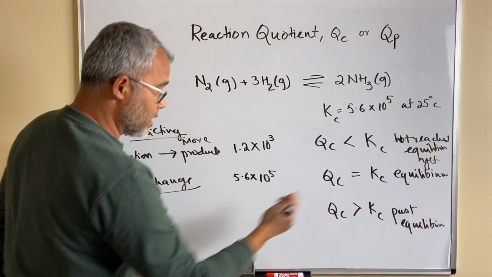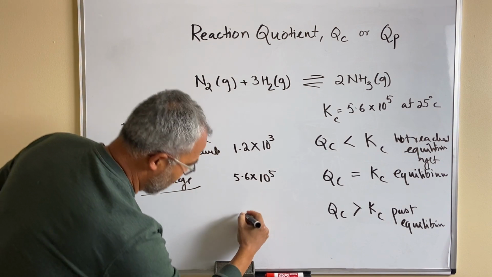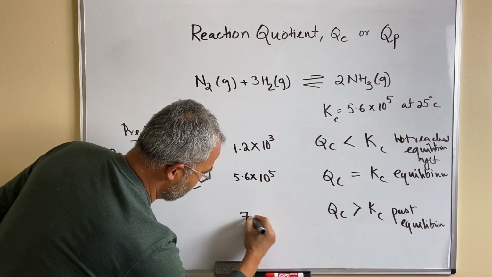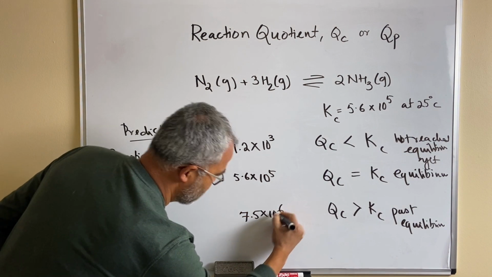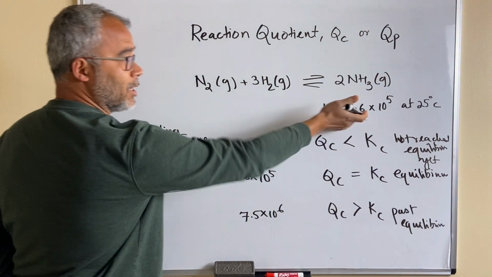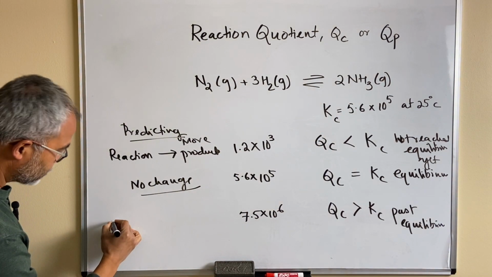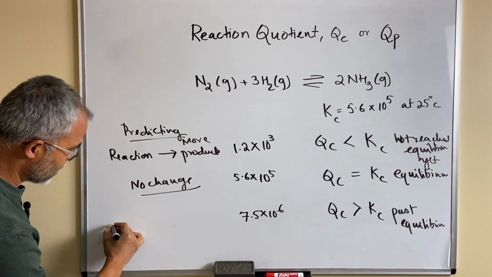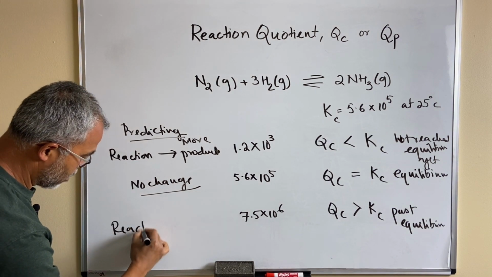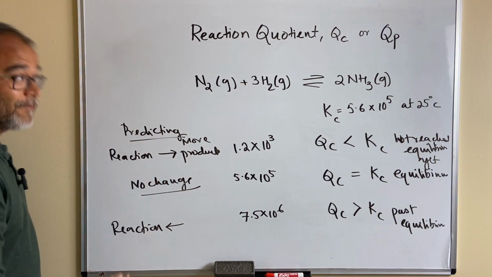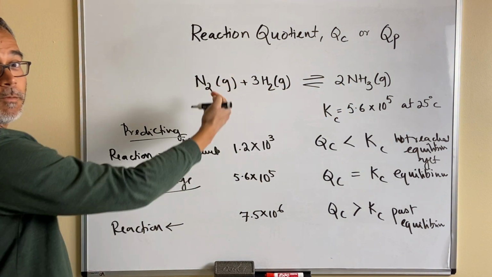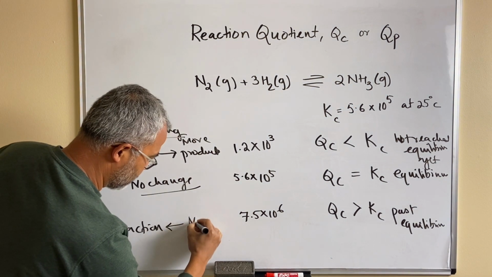But what if QC is greater than KC? Then let's say your number ends up being 7.5 times 10 to the power 6. Well, that is much bigger than this number. Therefore, in this case, the reaction is said to move to the left, which means more reactants will form.